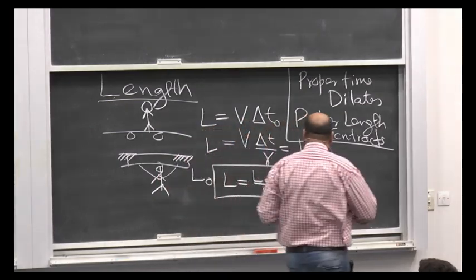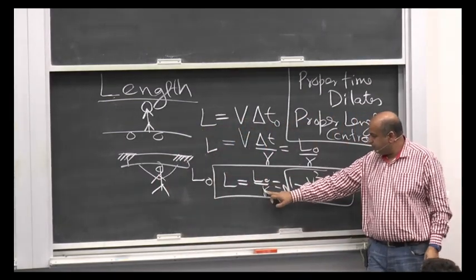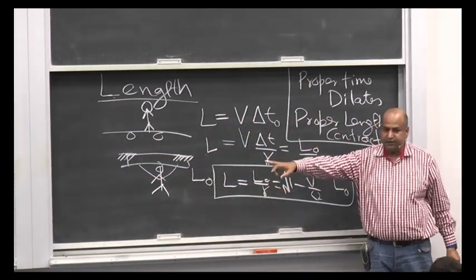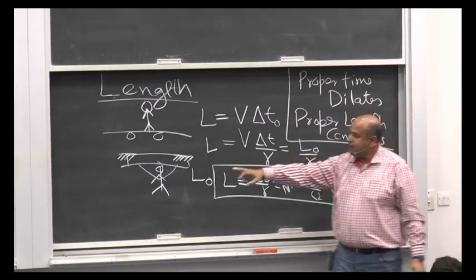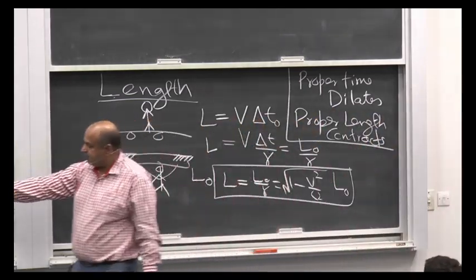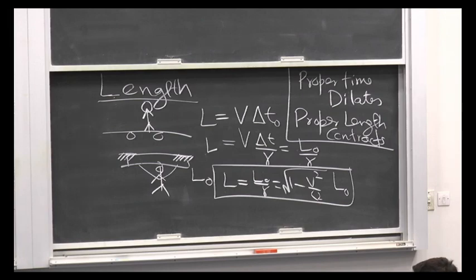One minus V square, no. Here you see this is 1 over gamma. So gamma is 1 over the square root of 1 minus V square over C square. So 1 over gamma is simply this.